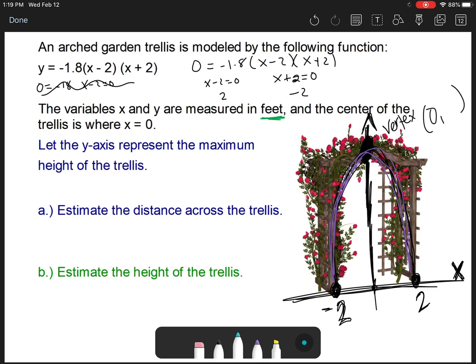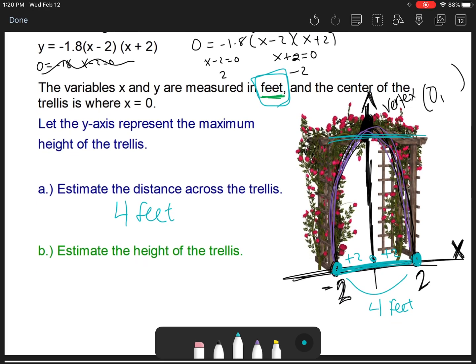So, estimate the distance across the trellis. The distance across the trellis would be this distance right here, which happens to be the distance from one x-intercept to the other. How far is it from negative 2 to 2? Well, it's 2 to get to 0, and then another 2 to get to 2. So it's a grand total of 4. We said we were measuring in feet, so the distance across the trellis is 4 feet. All we had to do was figure out how far apart our x-intercepts were.